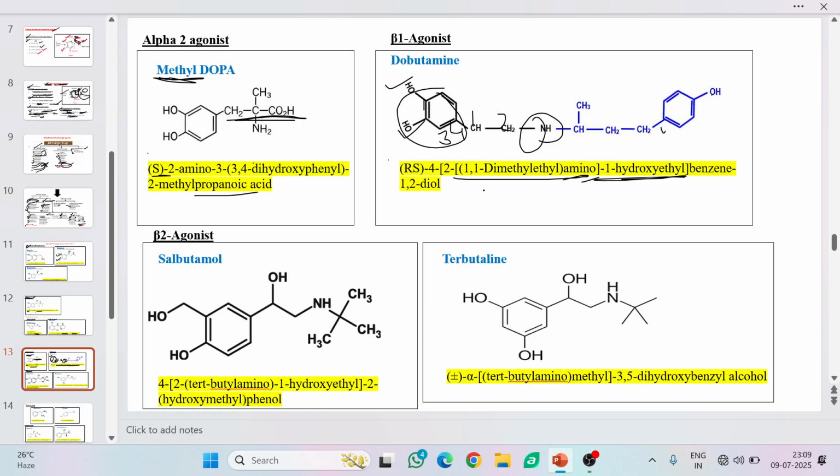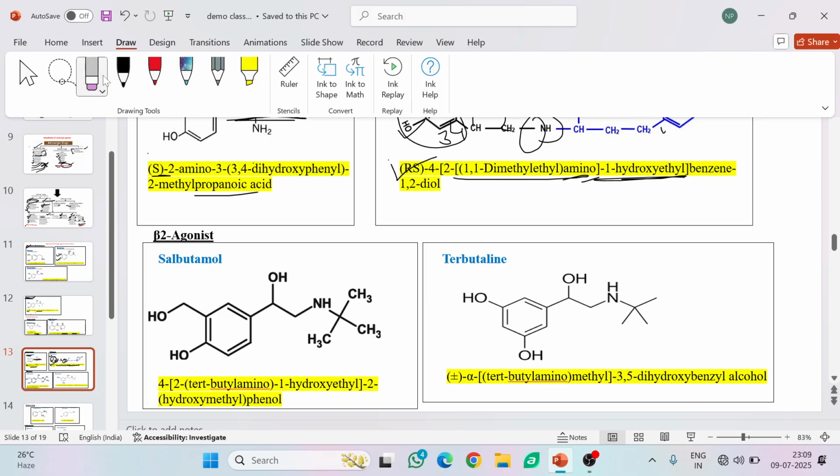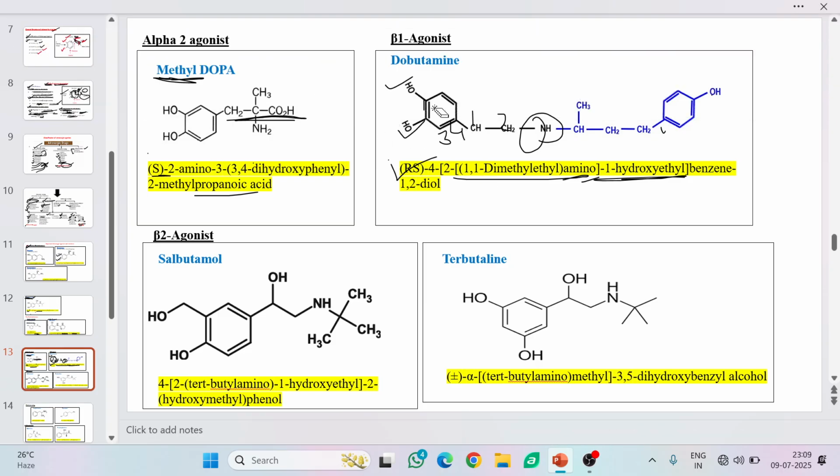So dobutamine. The name is very complicated, and you will get confused by it. But just remember dobutamine contains a butane or butyl side chain with this phenyl ring. So that is beta 1 agonist. Now coming toward the next, beta 2 agonist.